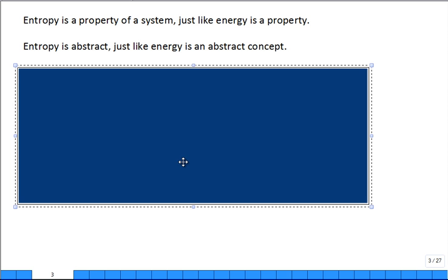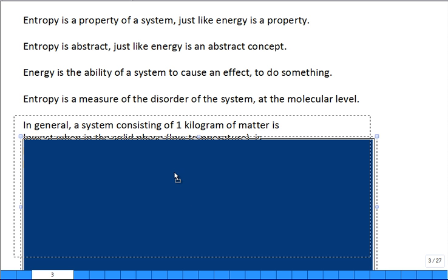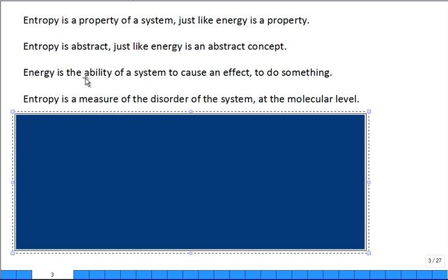Okay, trying to get everything simplified and discussed that way. Energy is the ability of a system to cause an effect, to do something. That's my definition, paraphrased from other definitions. Entropy is a measure of the disorder of the system at the molecular level. That's a description of it. We really don't build on that definition. It just helps give you a warm, fuzzy feeling for what it is. All right?